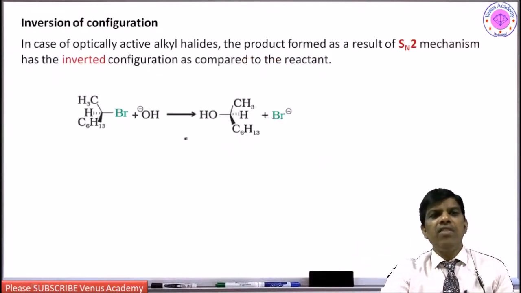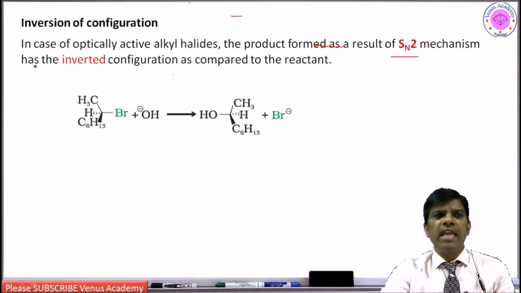Next, inversion of configuration. What is happening during SN2 reactions? In SN2 reactions, it undergoes inversion of configuration. So inversion means inside out. The hydrogen which is inside or downside is coming to this side, right?